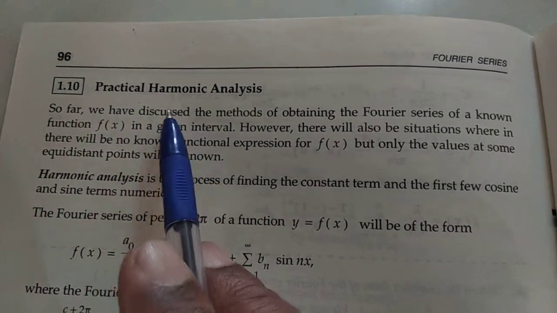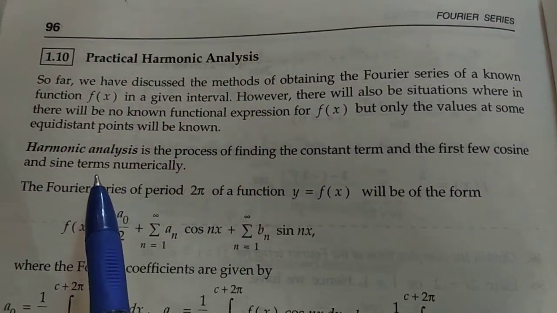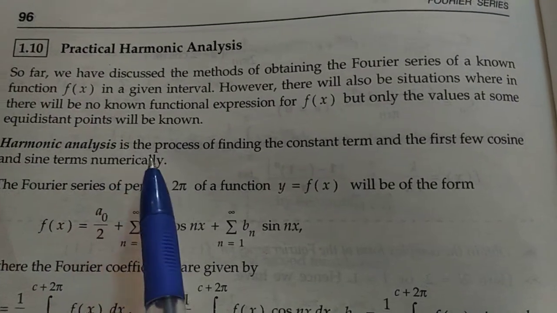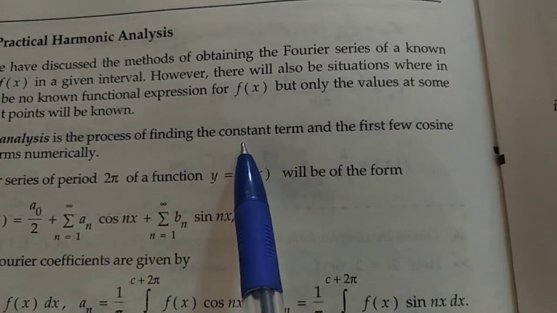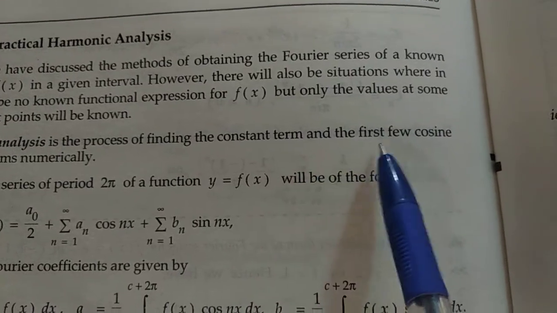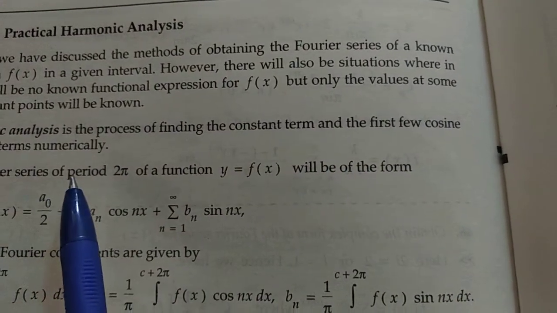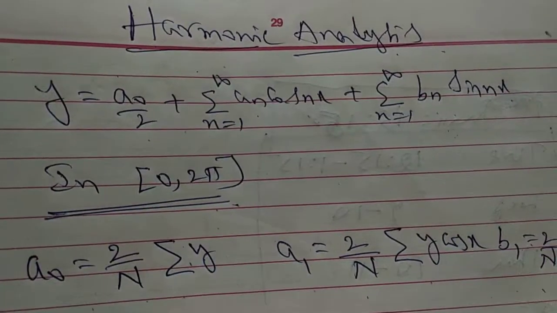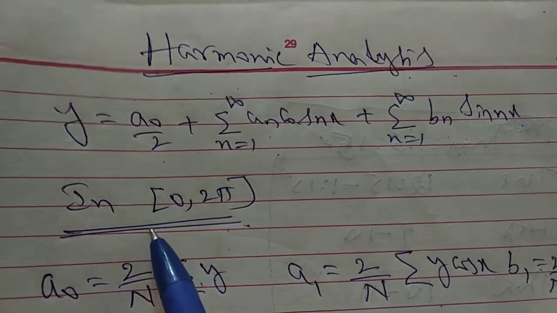Harmonic analysis, practical harmonic analysis. So what is the meaning of harmonic analysis? Harmonic analysis is the process of finding the constant term and the first few cosine and sine terms numerically. So harmonic analysis in the interval 0 to 2 pi.